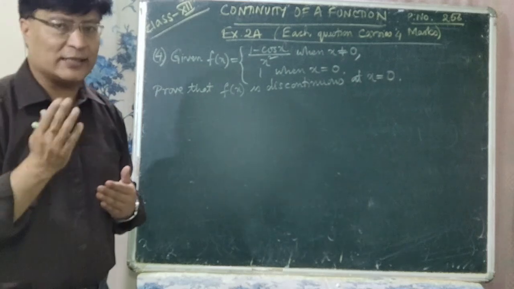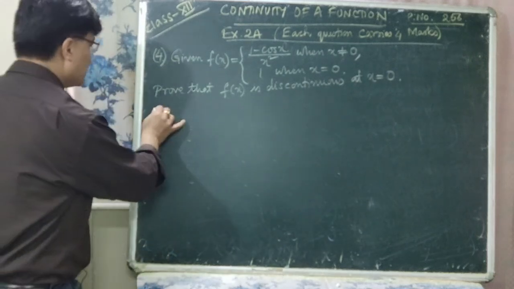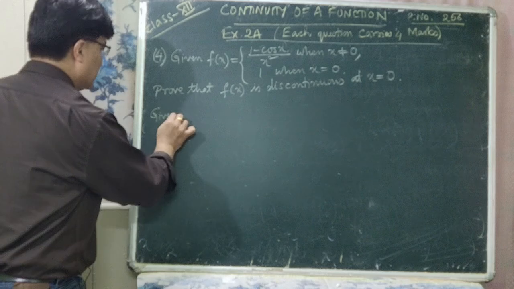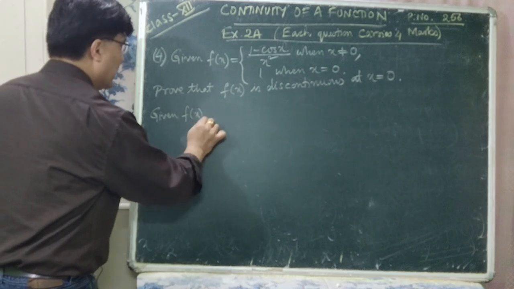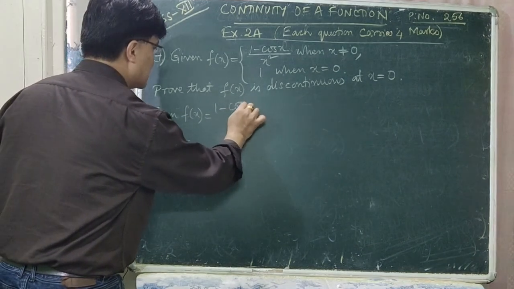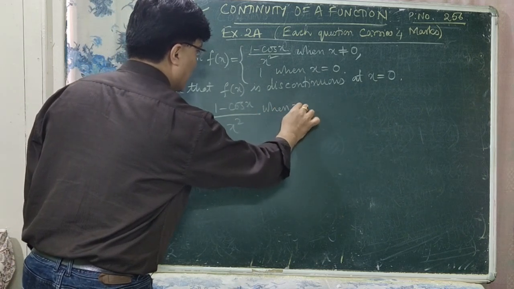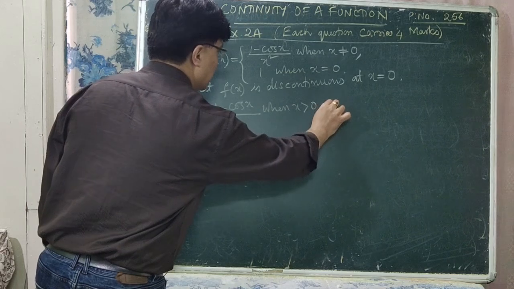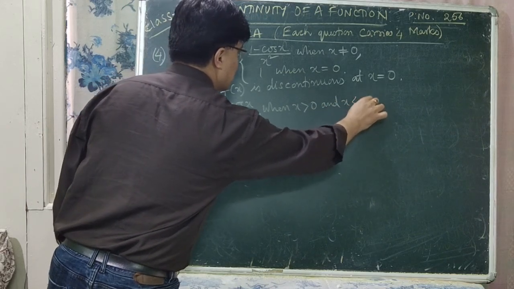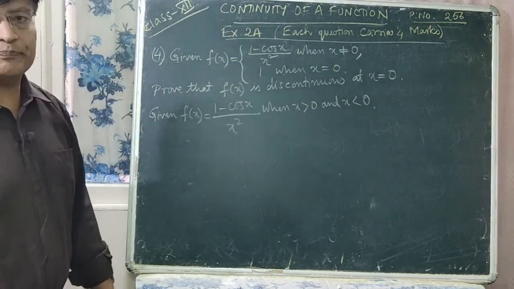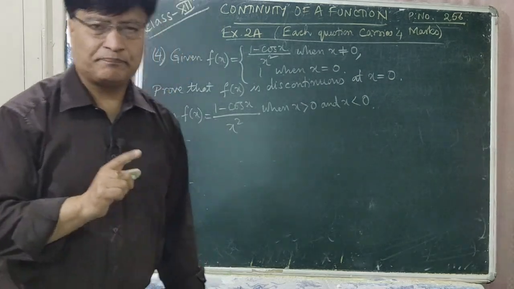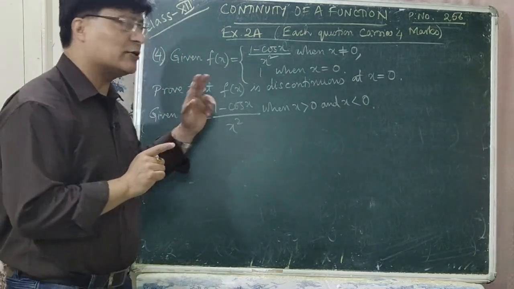Greater than 0 or less than 0. Okay? So let us write here, given f of x is equal to 1 minus cos x upon x square when x is greater than 0 and x is less than 0. Is that clear now? Now you know that a right hand limit at x is equal to 0.